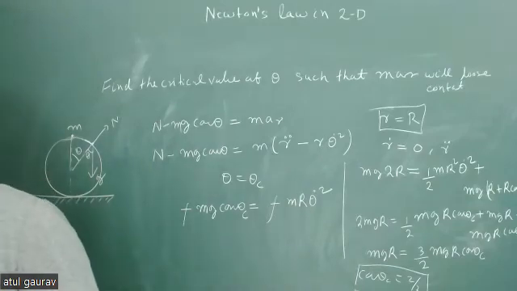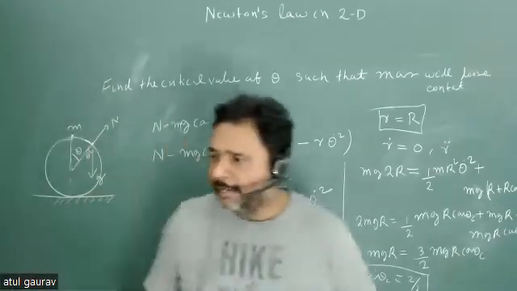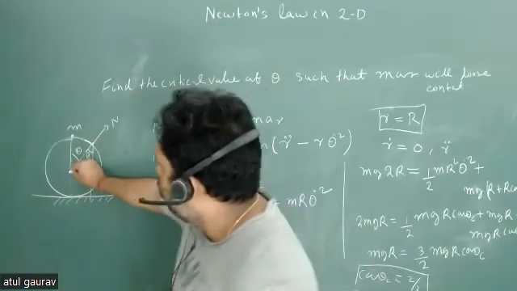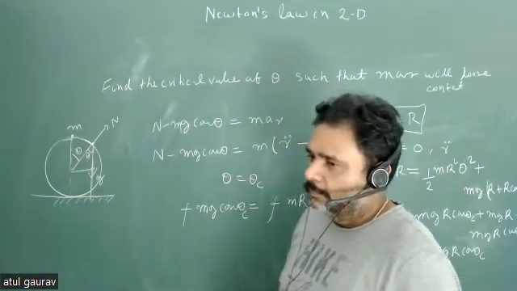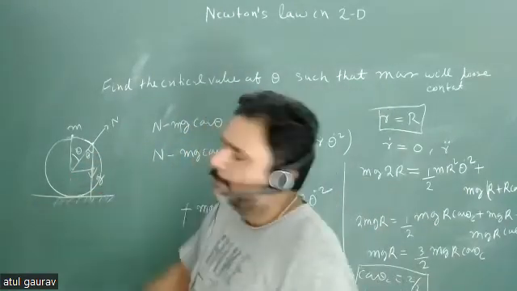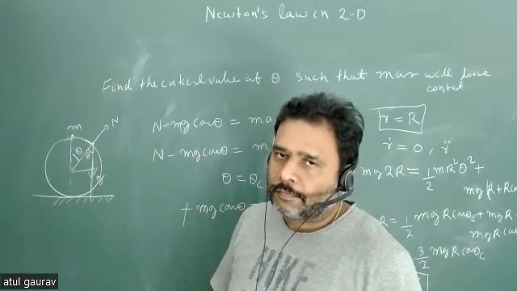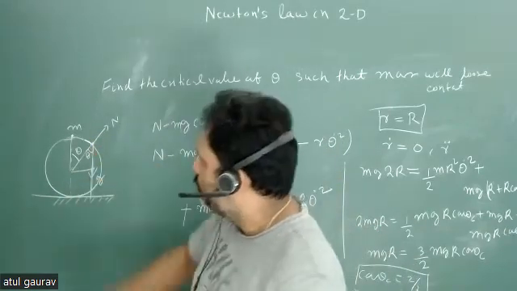Are people comfortable? Sir, the potential we took here, mg into r plus r cos theta, how did we take it? See, we took this height, you can see it? You have to take this height, isn't it? So this is mgr and this will be r cos theta. We are taking this one as a reference. Yes? Okay. This distance is r cos theta, this is r.